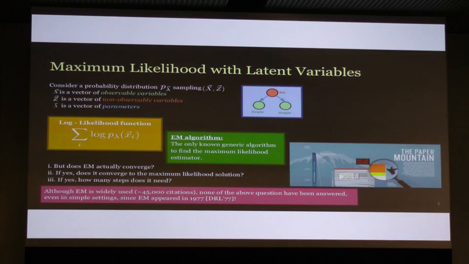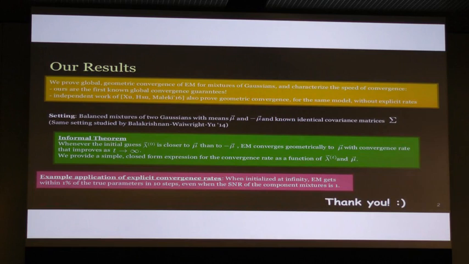These questions are open even for very special cases, for very paradigmatic applications of EM, like mixtures of Gaussians, and we're the first to prove global convergence guarantees with proved geometric convergence, and we also give explicit convergence rates. The independent work of Zhu and Maleki at NIPS this year proves the same guarantees without the explicit rate, but for a bit more general model. And a very straightforward application to very natural cases leads to the title of the article: ten steps suffice.